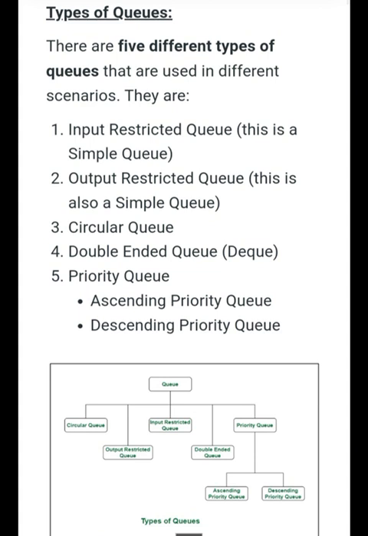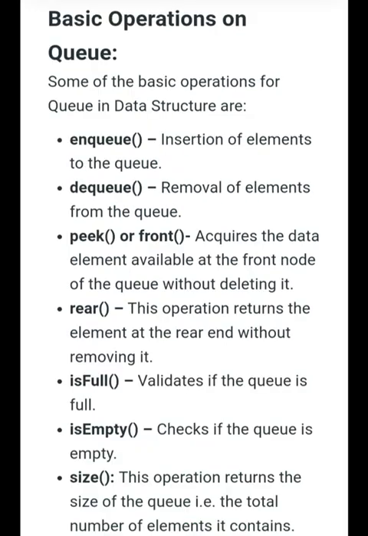Enqueue, insert an element at the end of the queue, at the rear end. The following steps should be taken to enqueue, insert data into a queue. Check if the queue is full. If the queue is full, return overflow error and exit. If the queue is not full, increment the rear pointer to point to the next empty space. Add the data element to the queue location where the rear is pointing. Return success.